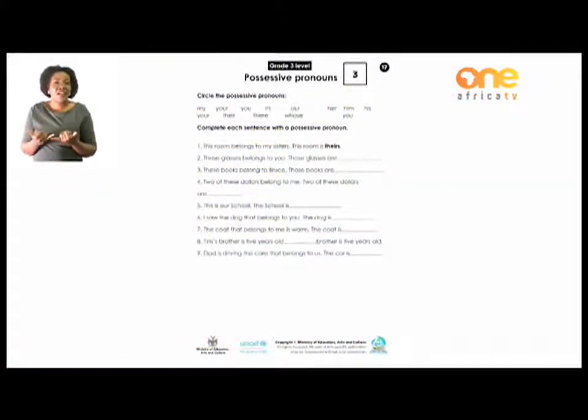Let's go back to our page. Now, we are having an activity there to complete. The instruction reads as follows. Complete each sentence with a possessive noun. So you have the possessive noun there for you to choose from. Let us do number 1. This room belongs to my sister. This room is hers. And number 2, those glasses belong to you. Those glasses are yours. Very good. Now I would like for you to complete number 3 up till number 9.